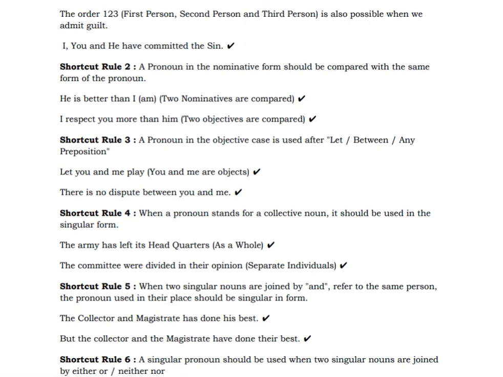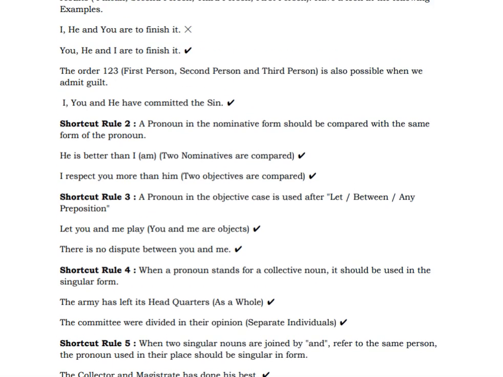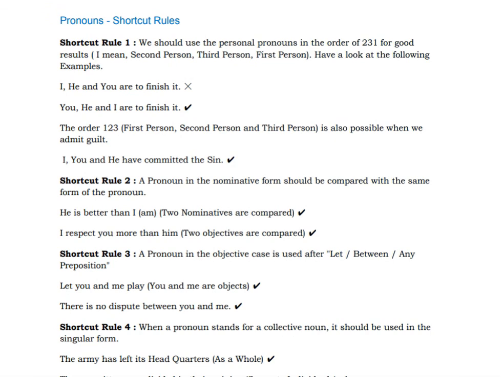Very important rule. Whenever you are using let, it should be objective form, and whenever you are comparing, when two pronouns are used in comparison, then both the forms should be in the nominative. Then what will be the order when you are using a number of personal pronouns? The order should be at first second person, followed by third person, and then first person. 2, 3, 1.